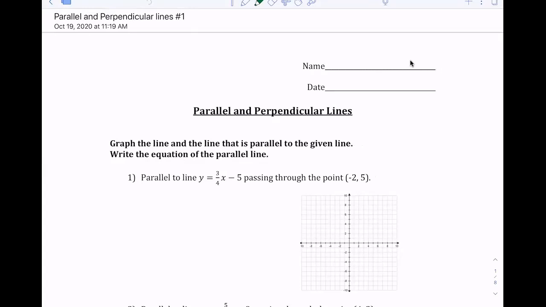Two lines that don't intersect are parallel. But what we're going to do is say that if the lines are parallel, then they have the same slope. They have the same slope. If lines are parallel, they have the same slope.